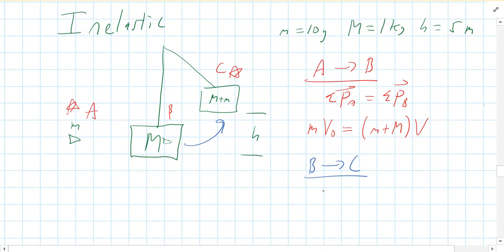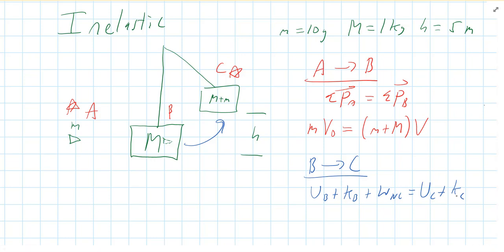So there, we're going to use conservation of energy. U at B plus kinetic energy at B plus any work done by any non-conservative forces equals U at C plus kinetic energy at C. Now let me pause here. Here is the big picture, very important. Open those ears and pay good close attention.